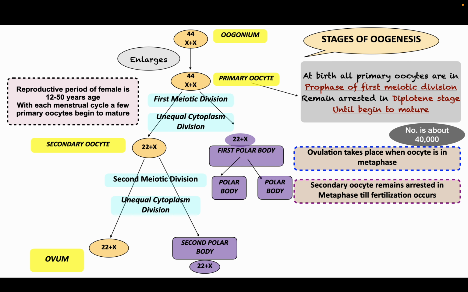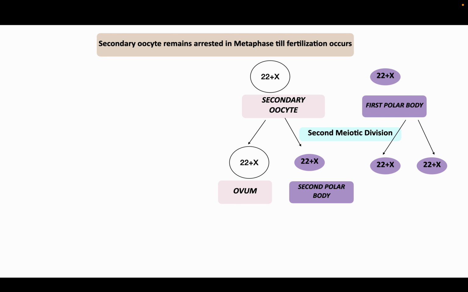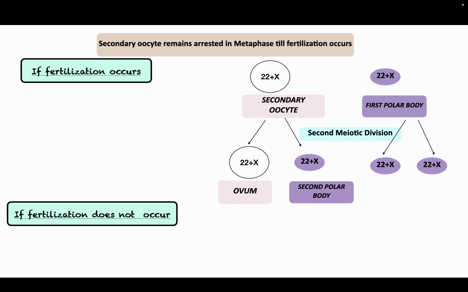The next fate of the secondary oocyte depends upon fertilization. The secondary oocyte enters the second meiotic division, and an ovum and a second polar body are formed if fertilization happens. Here there are two scenarios: if fertilization occurs and if fertilization does not occur. The secondary oocyte remains arrested in metaphase till fertilization occurs.